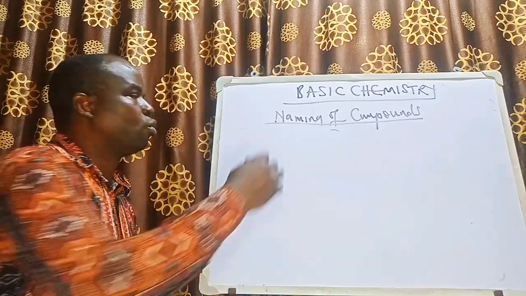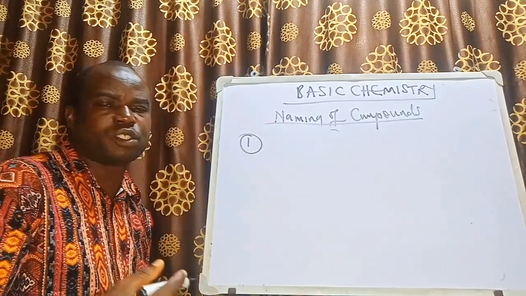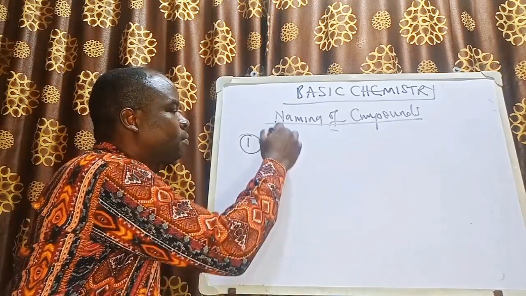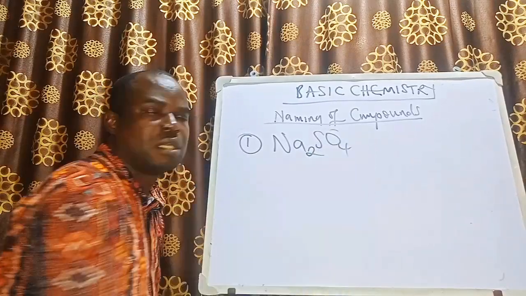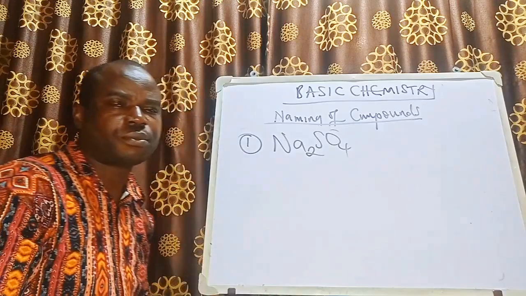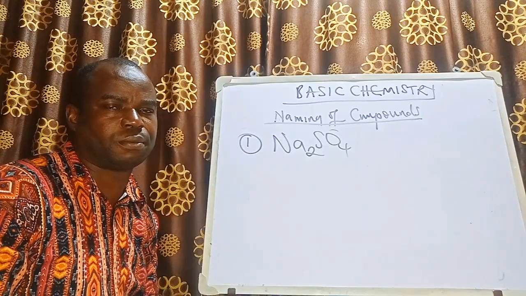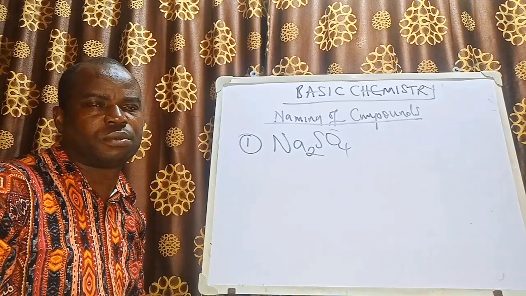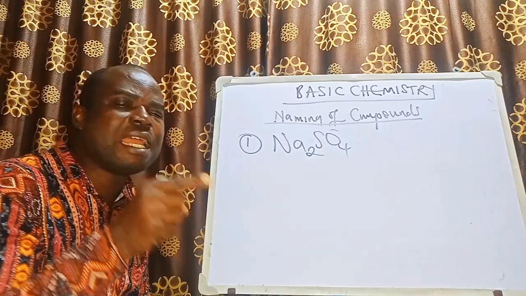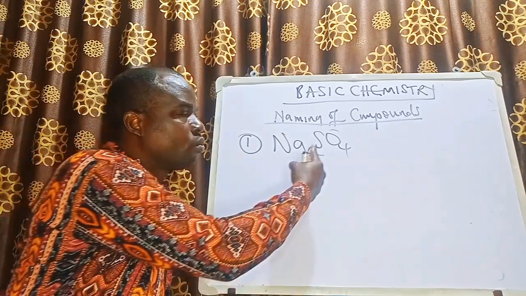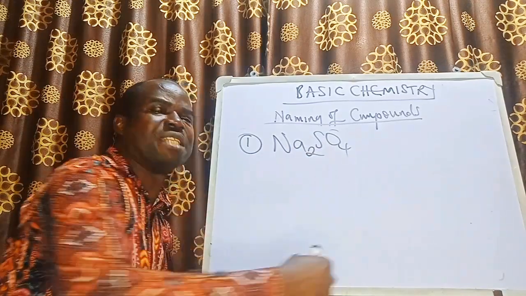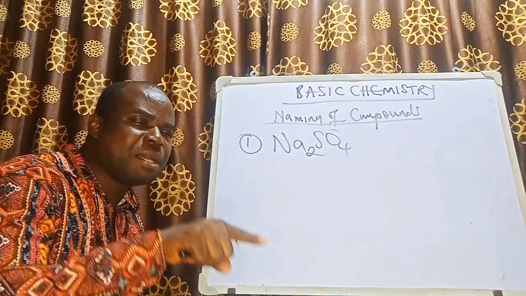Now, let's begin. Number one, if I ask you to give me the IUPAC name of a compound like Na2SO4, I ask you to name the compound. Pay attention very well. What you will do now is you look at the element that is in the middle. The element that is in the middle here is sulfur. So I have sodium and oxygen. But the element in the middle is the element that is of interest now.